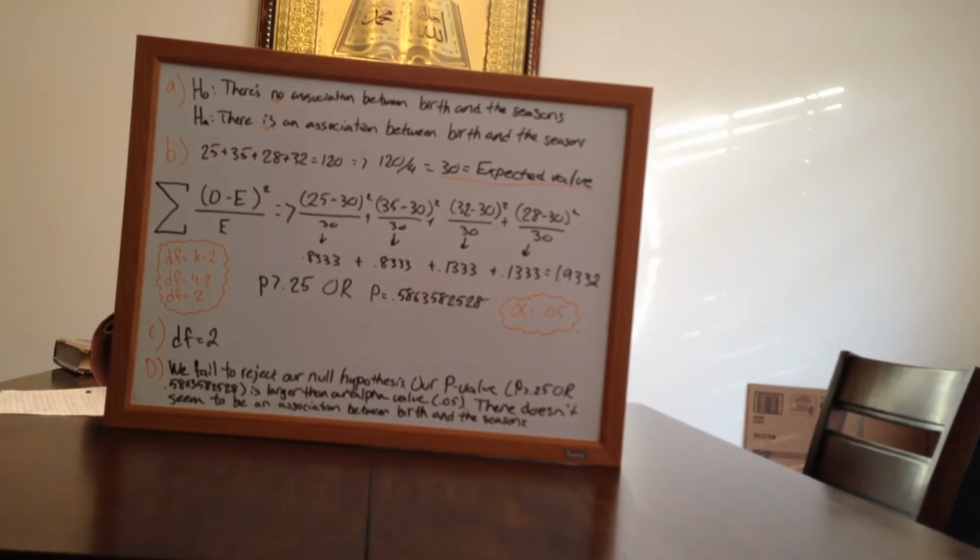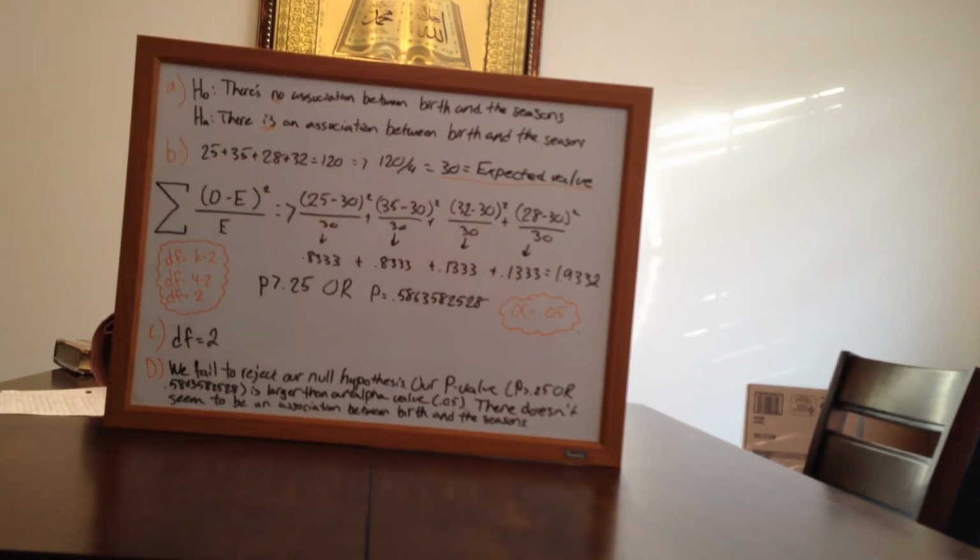Looking at our table, you can do this by looking at the table, or you can plug it into your calculator, which I have done both. Looking at our table, we would see that the probability is greater than 0.25. But if you looked into your calculator, you would get 0.5863582528, which is also greater than 0.25. Either answer is correct.